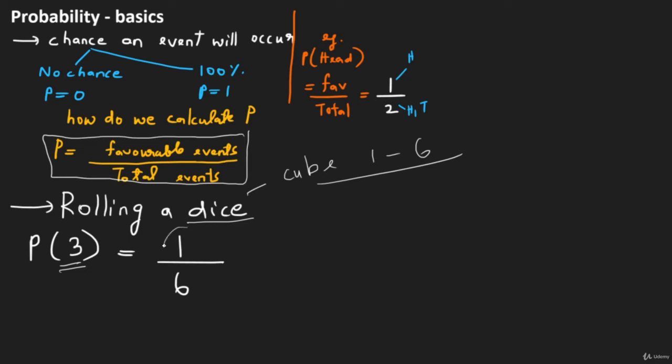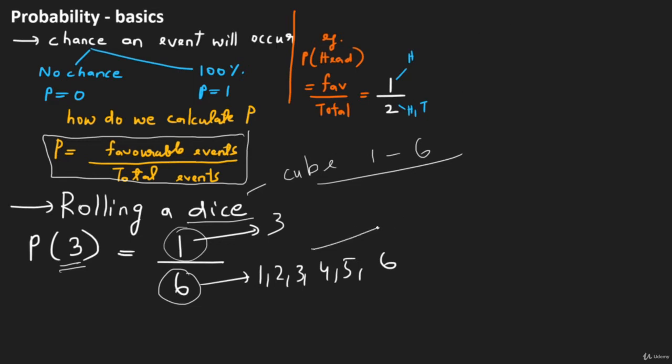That is, this 1 over here is the event of getting a 3 when you roll the dice, and this 6 over here are the 6 possible events. That is, you could get 1, you could get 2, 3, 4, 5 or 6. So the probability to get 3 when you roll a die is 1 by 6, or you can say that the chance is 16.67%, right? If you do 1 by 6, you will get the value as 0.1667, and that is 16.67%.